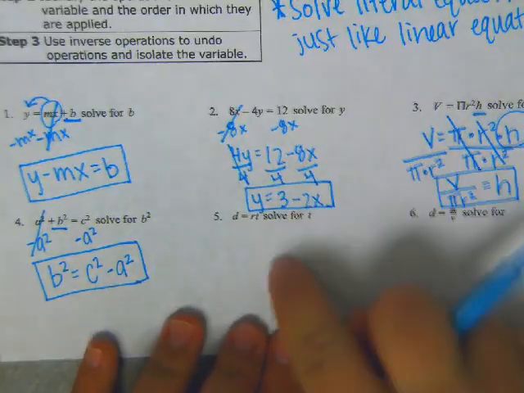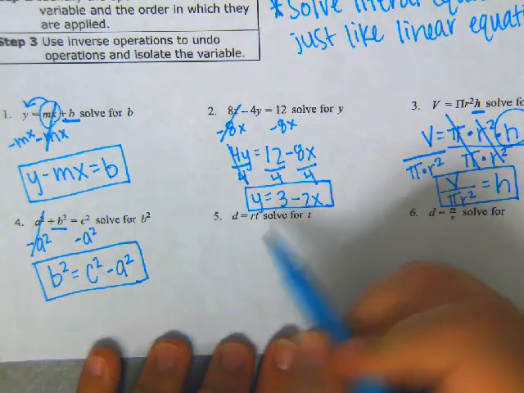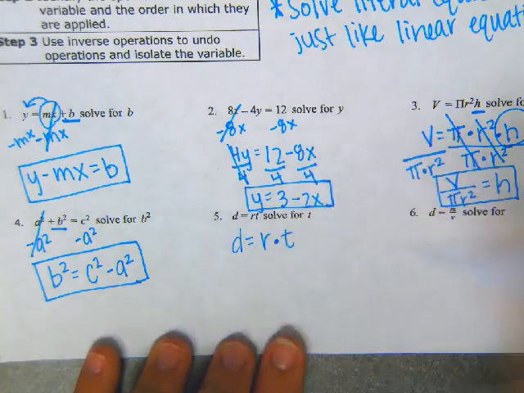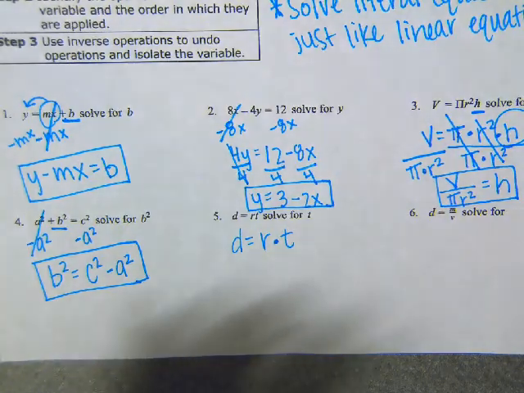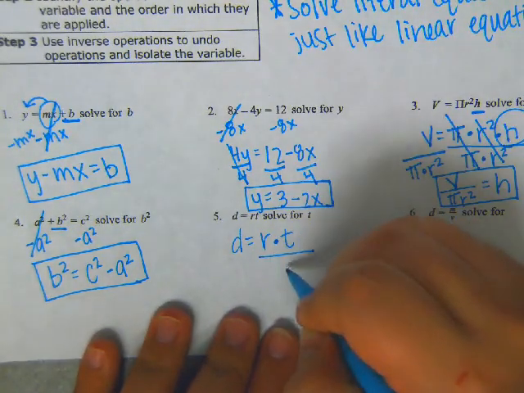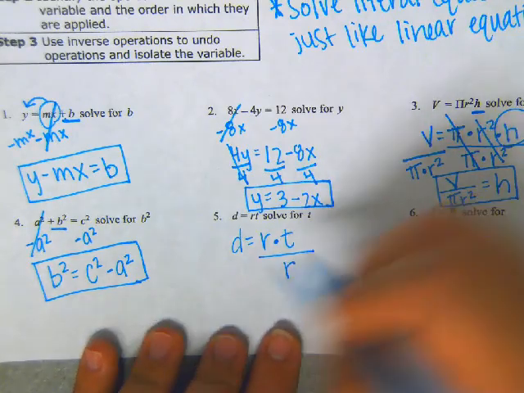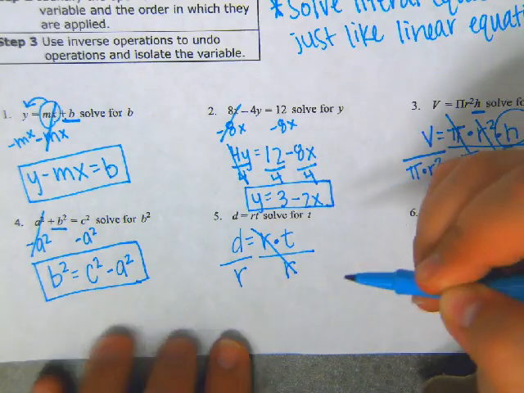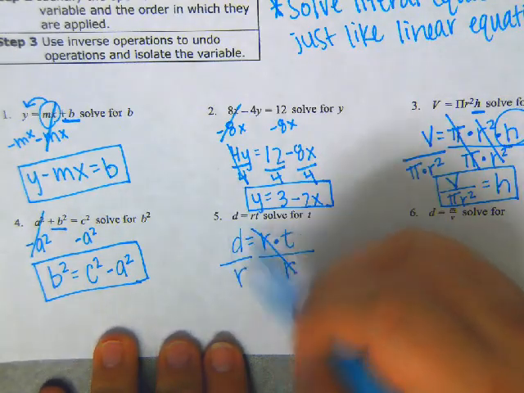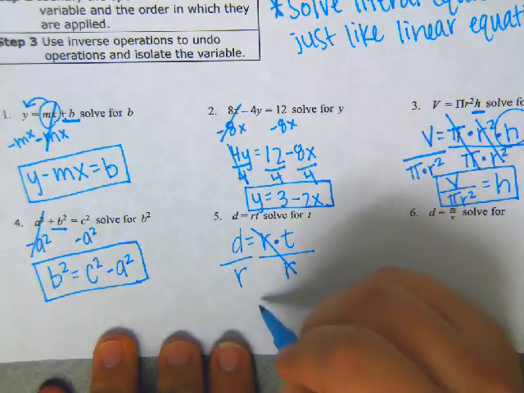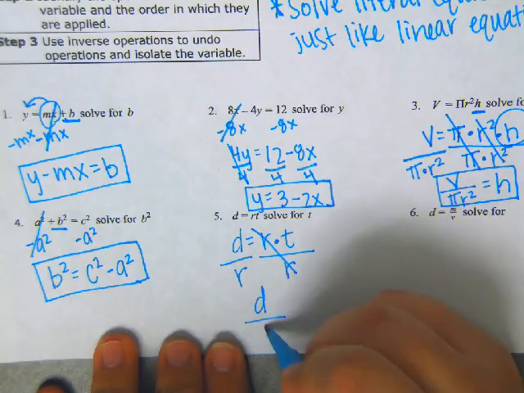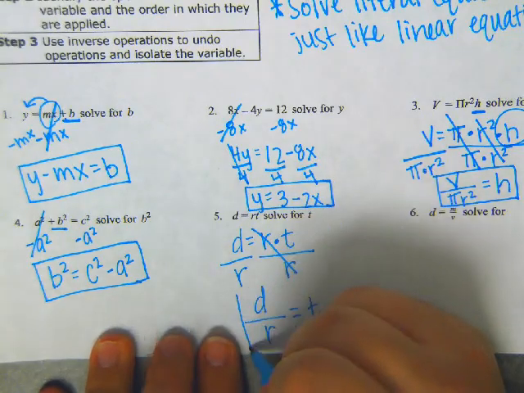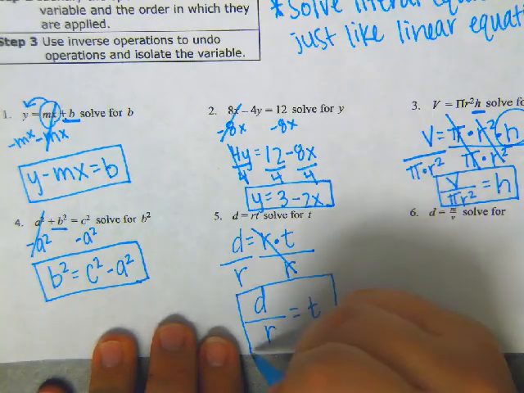So number 5, we want to solve for t. So again, this is the same thing as d equals r times t. So in order to undo multiplication, we're going to divide by r because we want t by itself. So I'm going to divide the right side by r. My r's on the right cancel. I can't simplify this because it's two different letters, so this is going to stay as d divided by r equals, I'm left with t on the right, which is exactly what we wanted.